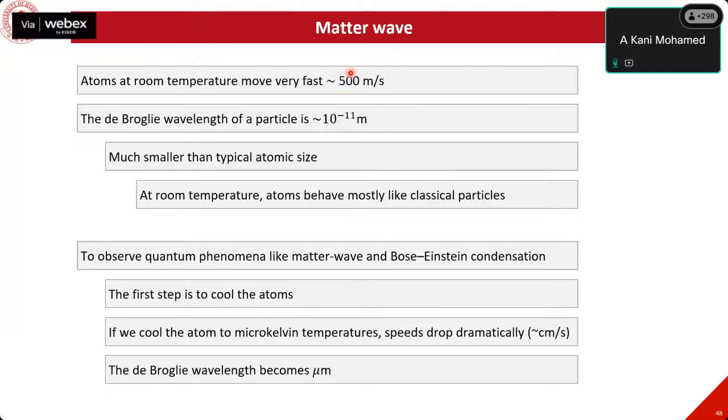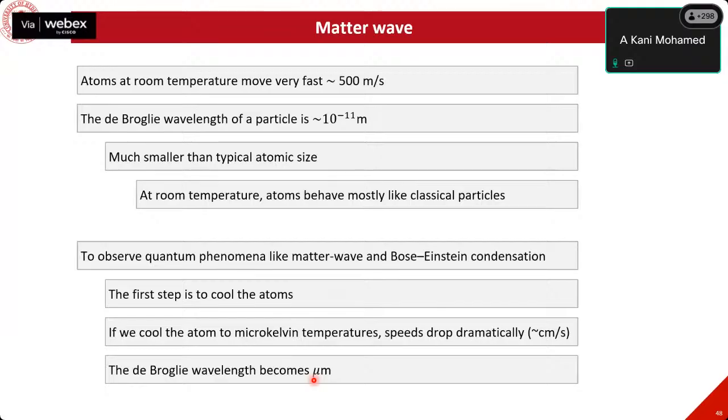So if we cool this atom to something like microkelvin temperature, the speed drops dramatically to a few centimeters per second, and the de Broglie wavelength becomes a few micrometers. This micrometer is much larger than the typical atomic size, which is of the order of a few angstroms. So by cooling the atom we can actually observe the matter wave, and then we can do matter wave interferometry.